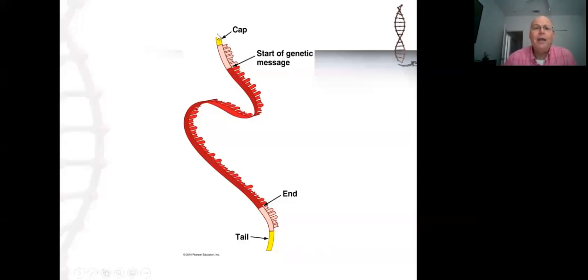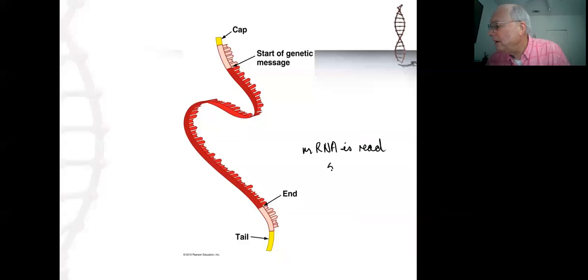So remember, we have a cap at one end of the messenger RNA and a tail at the other end. Well, the cap is at the 5' end, and that is the starting end of the messenger RNA. mRNA is read 5' to 3'. So this is the 5' end, and this will be the 3' end.